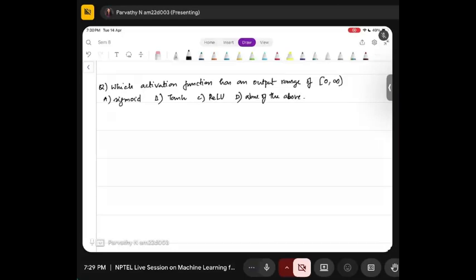Which activation function has an output range of 0 to infinity? Sigmoid, tanh, ReLU, none of the above. Yeah. For sigmoid, it is 0 to 1. Tanh, it is -1 to 1. And for ReLU, it is 0 to infinity.